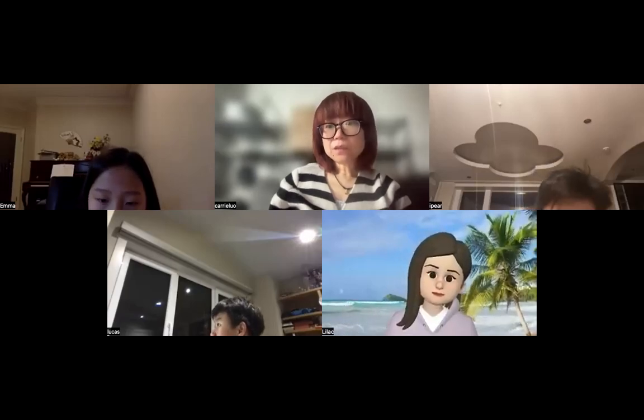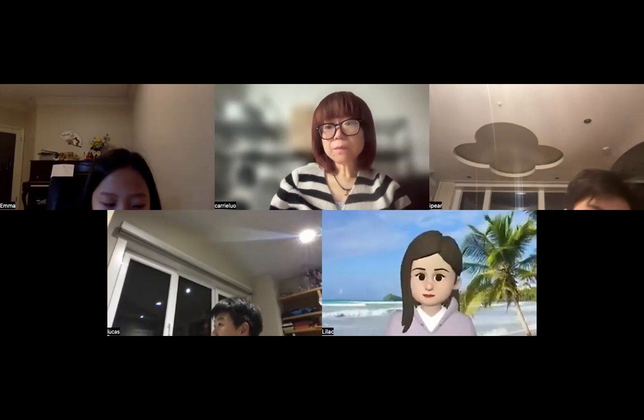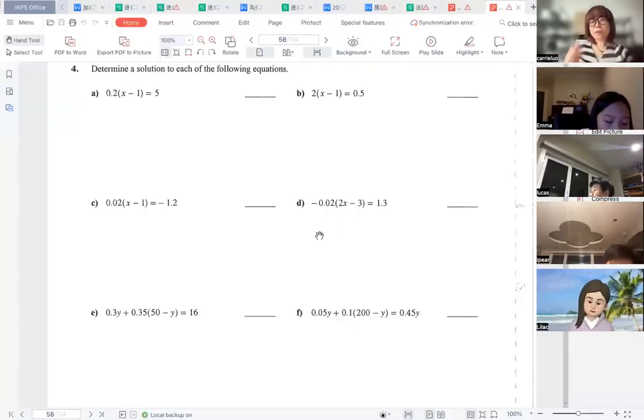Okay, so let's take a look at this part, okay? So first of all, I think everybody is very familiar with doing the algebra, right? But the thing is, when you are learning algebra and decimals together, some people start to panic. Okay, Lucas, I have seen that you are making mistakes on those questions.